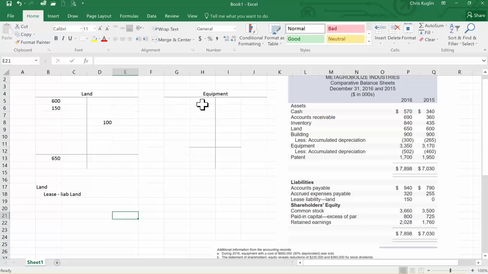So let's now go to the equipment. Let's do the same thing and plug in some numbers. The equipment beginning balance was 3170. The equipment ending balance was 3350.